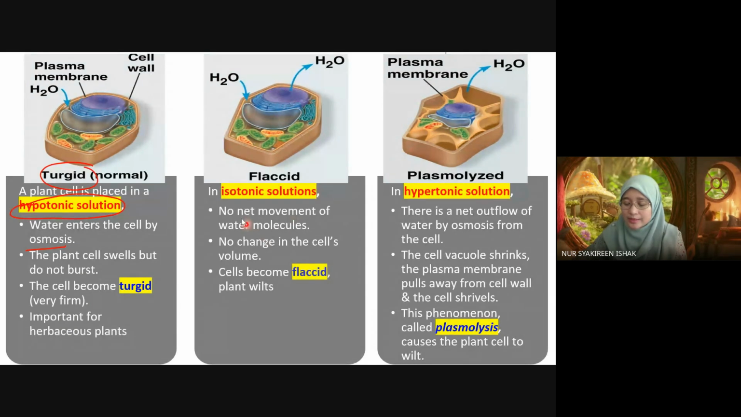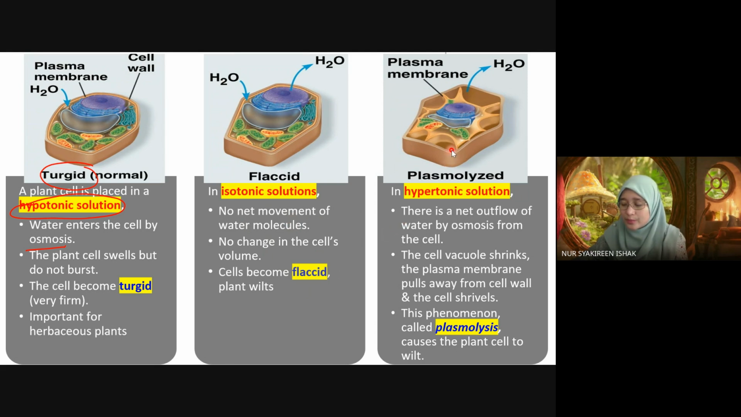And then the second diagram here, as you can see, if you immerse plant cell in isotonic solution, the solute concentration is the same inside and outside. So there will be no net movement of water, and then no change in cell volume. The cells become flaccid and may lead to the wilting of the plant. So it does not become fresh. Plants must be in a fresh, turgid condition, right? In isotonic, the plant cell will be flaccid.